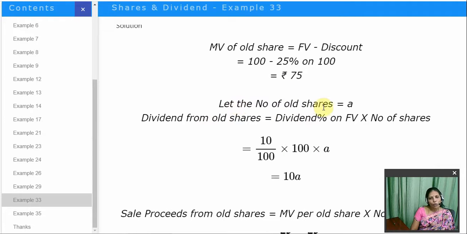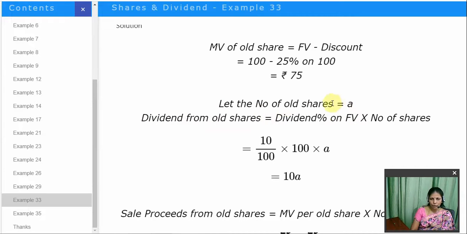Let the number of old shares be A. Here the number of shares is not given, so we are assuming the shares to be a variable. Here I have assumed a variable A. Any variable you can assume. Now we need to find out the dividend from these A shares. So dividend, that is income from his old shares, where old shares is equal to A.